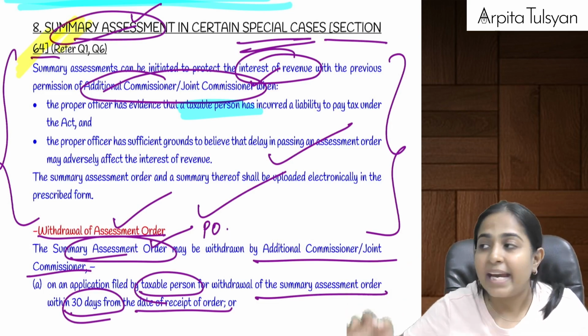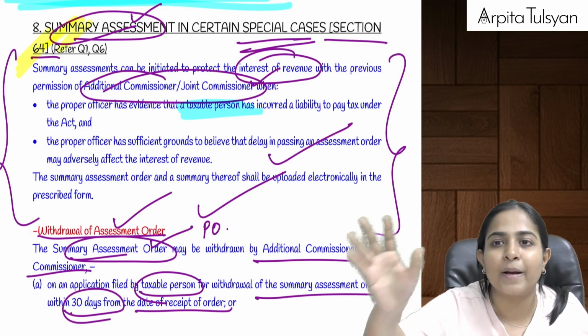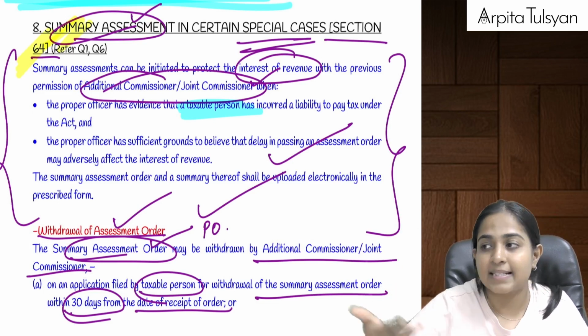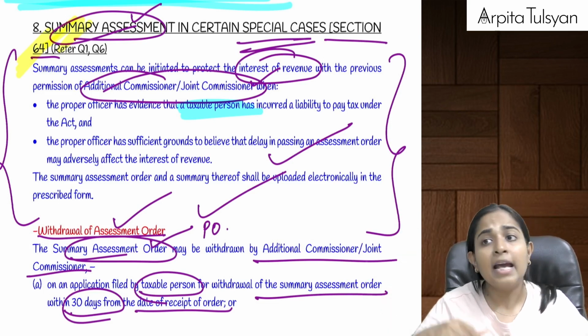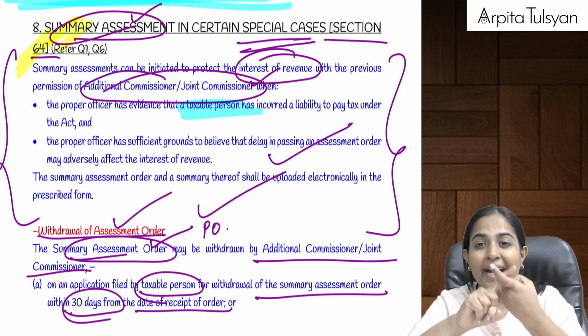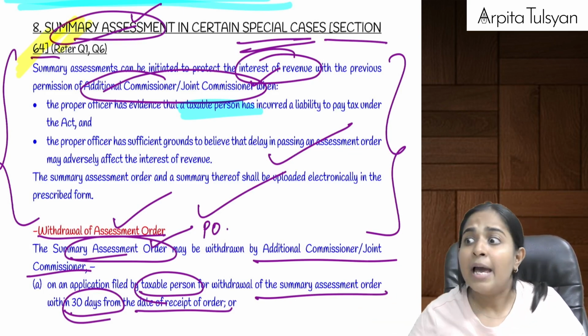in passing the assessment order in respect of such a person. If we do a delay in passing the assessment order for this particular person, then maybe it will be adverse for the revenue. It will be adverse for the interest of the revenue.